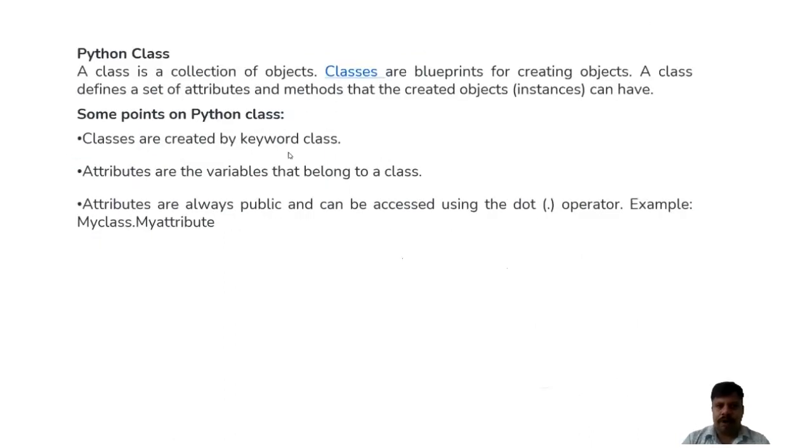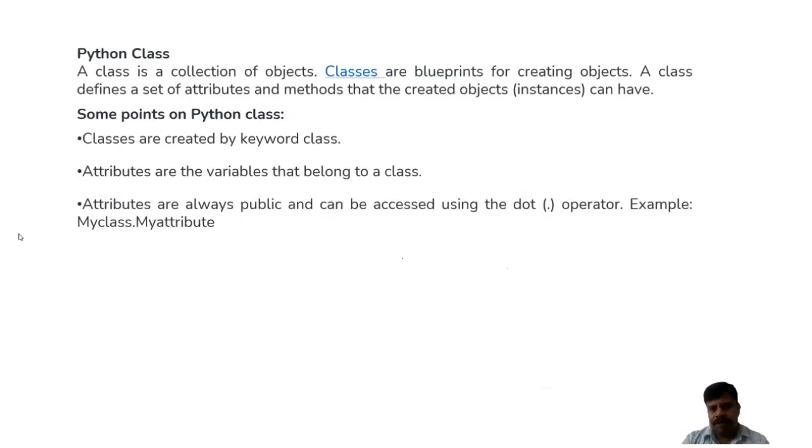A class is a collection of objects. Classes are blueprints for creating objects. A class defines a set of attributes and methods that the created objects can have. Some points on the Python class: classes are created by the keyword class. Attributes are the variables that belong to a class. Attributes are always public and can be accessed using the dot operator.